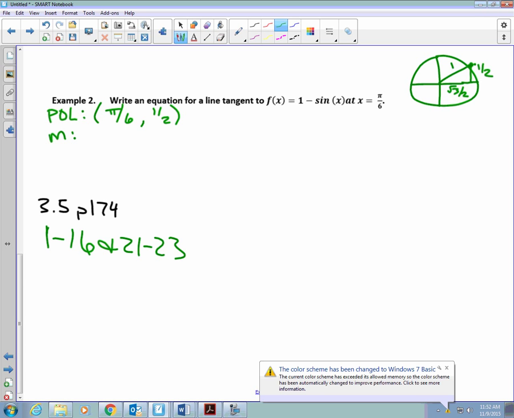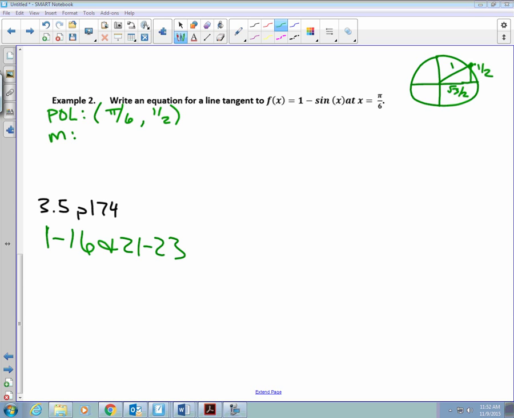Okay, so there's my point, pi over 6, 1/2. How do I find the slope? What do I have to do? Find the derivative. The derivative tells us slope. F prime of x is equal to, what's the derivative of 1? 0. What's the derivative of negative sine? Negative cosine. So I plug in pi over 6. Negative cosine of pi over 6. Is cosine the x value or the y value? The x value. So negative cosine of pi over 6 is negative root of 3 over 2.